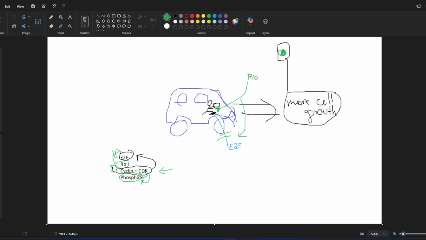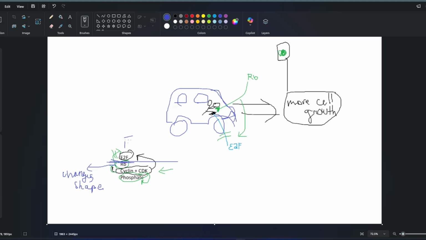It will change shape and accidentally drops E2F. So RB changes its shape. Or if you learned it in other courses, maybe changes conformation. I'll just put changes shape for simplicity. So it changes its shape. And now that RB has changed its shape, it's no longer having control over E2F. And now E2F is free.